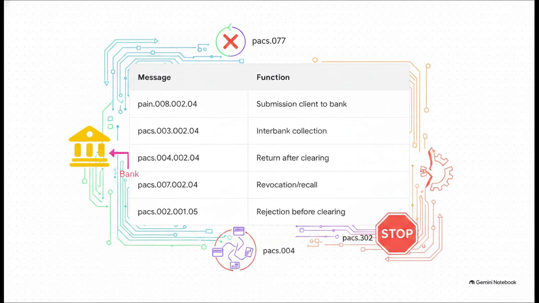Rather than reinventing the wheel, it uses the PAIN and PACS message families to handle the entire transaction lifecycle. You've got customized messages for the initial submission from the client to the bank, the actual interbank collection, and separate messages for returns, revocations, and rejections before clearing. It looks remarkably similar to direct debit, which is brilliant for European standardization, but there's a massive catch.